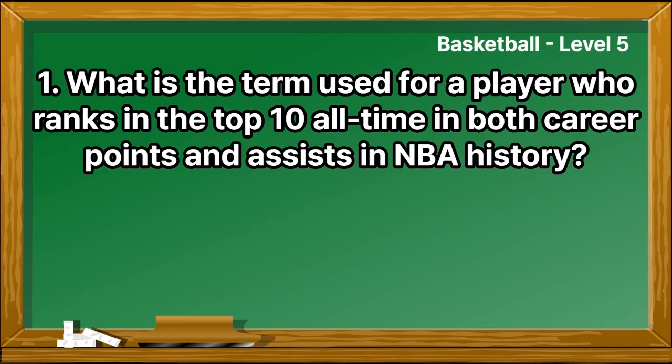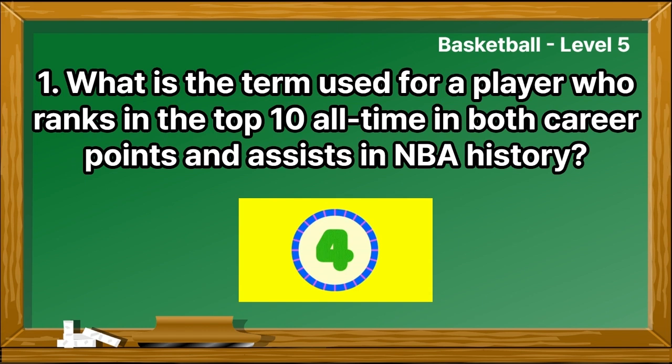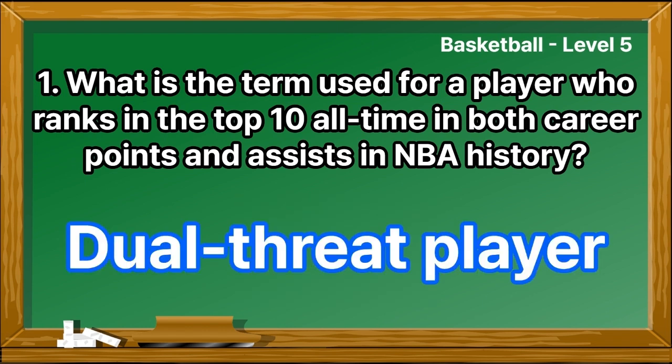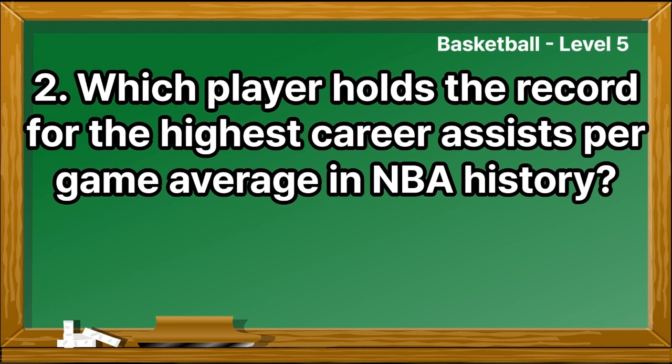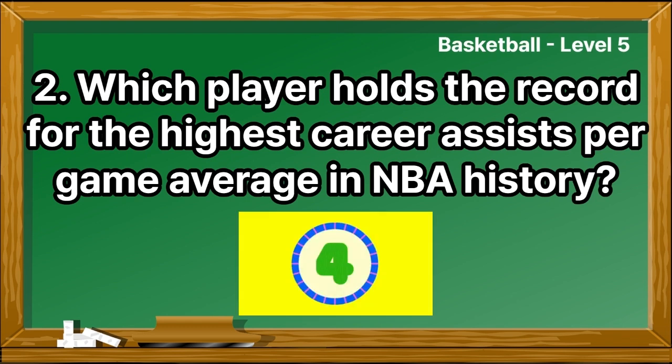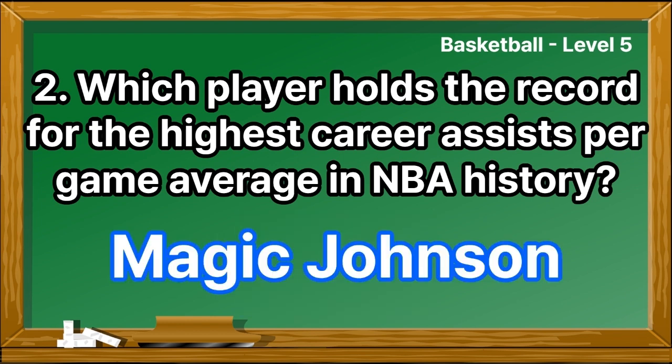What is the term used for a player who ranks in the top 10 all-time in both career points and assists in NBA history? Dual threat player. Which player holds the record for the highest career assists per game average in NBA history? Magic Johnson.